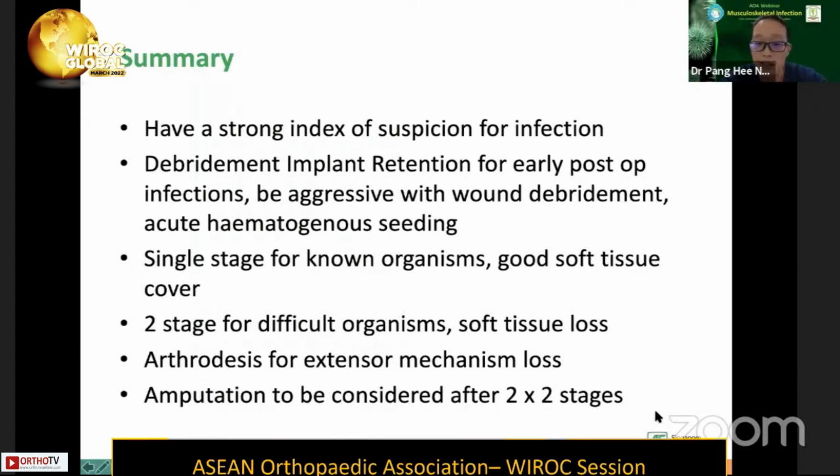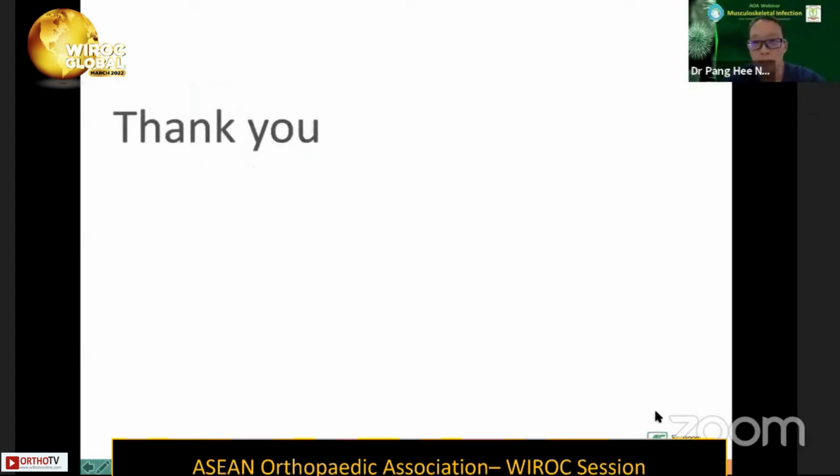Arthrodesis for extensor mechanism loss, and amputation in my practice is usually after two stages. So thank you for your attention.